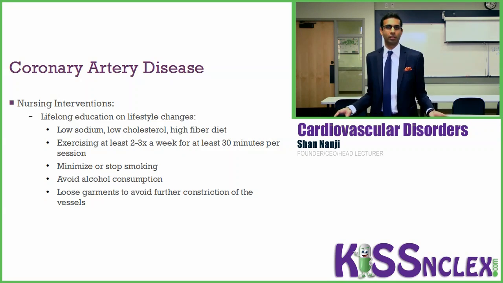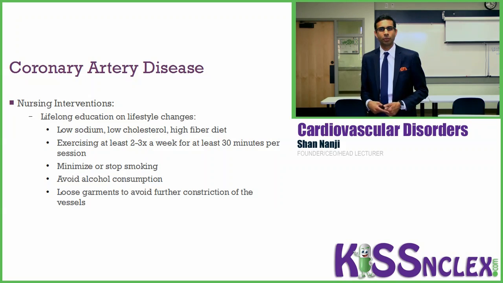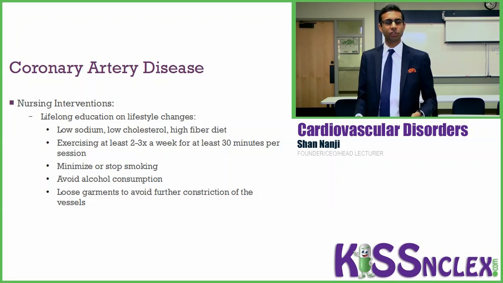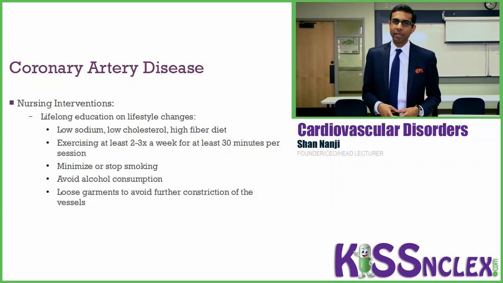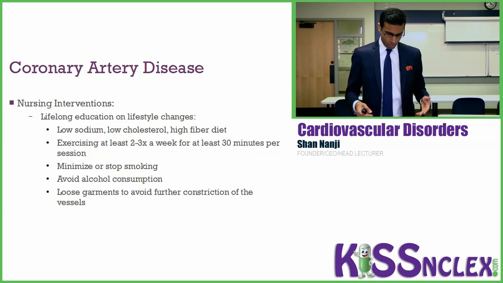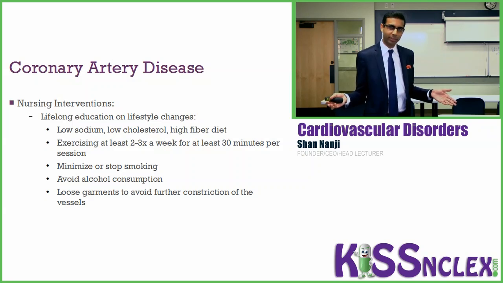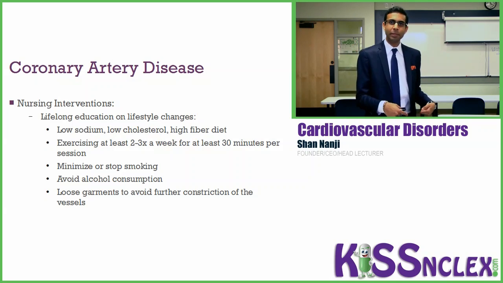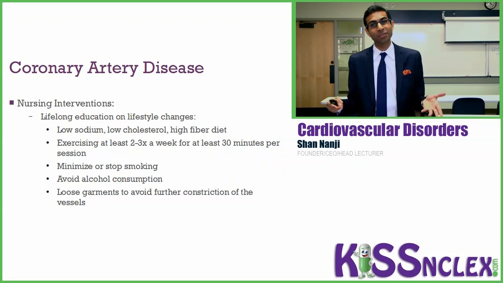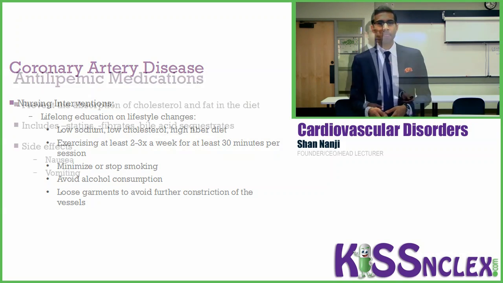Exercise 2 to 3 times a week at least, 30 minutes at a time. You don't have to go in and try to be a bodybuilder, but work out, get your blood flow going, relax those vessels, get rid of some of your stress. Stop smoking, or at least minimize smoking, okay? Because smoking is a risk factor. Avoid alcohol because alcohol is going to contribute to coronary artery disease, as well as, wear loose garments, okay? If you're just walking around wearing skinny jeans all the time, wearing tight belts to keep your pants on, it's going to tighten those vessels, and it can also lead to high blood pressure because it's actually tightening the vessels for you, okay?